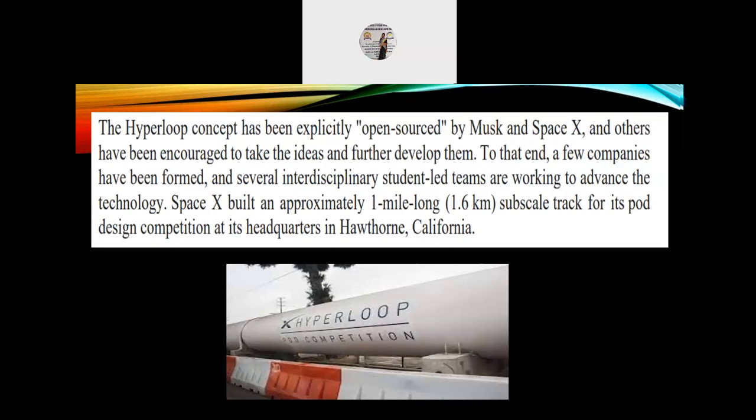The Hyperloop concept has been explicitly open-sourced by Musk and SpaceX, and others have been encouraged to take the ideas and further develop them. To that end, a few companies have been formed and several interdisciplinary student-led teams are working to advance the technology. SpaceX built an approximately 1-mile-long subscale track for its pod design competition at its headquarters in Hawthorne, California.